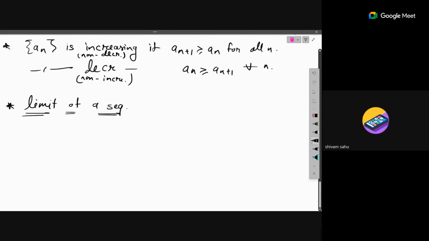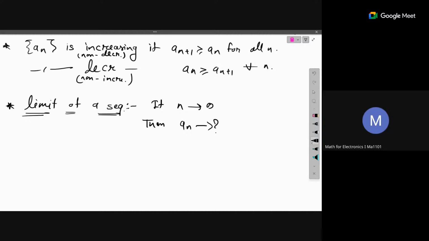Okay. So now what is the limit of a sequence? The limit of a sequence tells us that if n approaches infinity, then where will the terms of the sequence a_n approach? We want to find that particular number. If that number exists, what will it be, the number where the terms of our sequence will approach? That's the basic question for the limit.